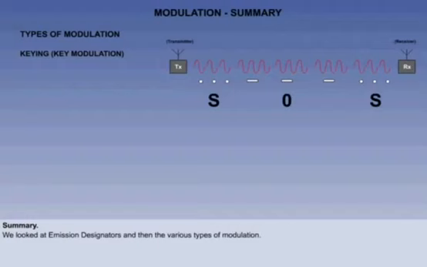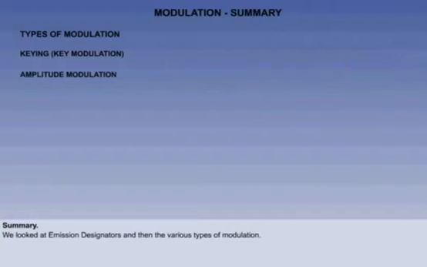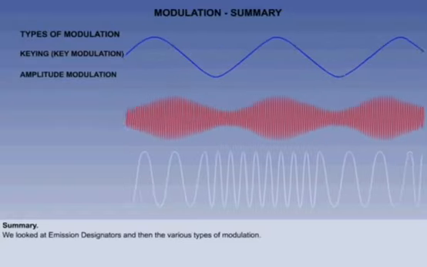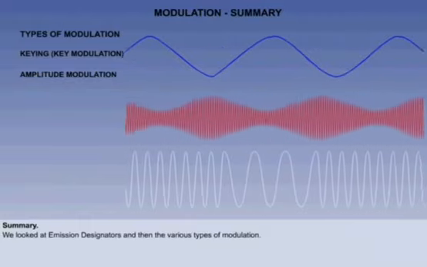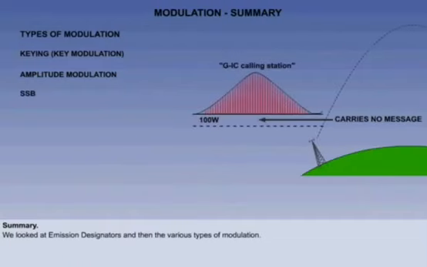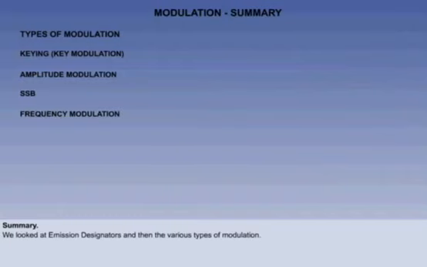Next, we looked at amplitude modulation. The frequency and amplitude of the information signal is used to amplify the amplitude of the carrier wave. Single sideband is a technique used in AM. It saves on bandwidth. Next was frequency modulation. It greatly reduces interference from static, but it uses a wide bandwidth.